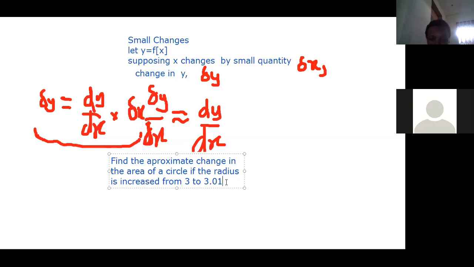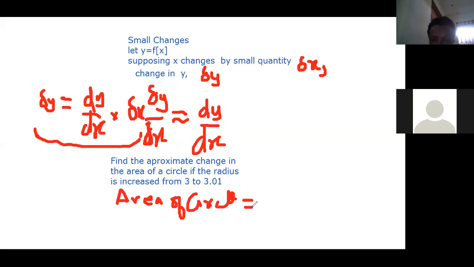So now let's solve it. We are just going to use our normal formula. This is a continuation of what we did last week. First we quote the area of the circle. What's the area of a circle? Pi r squared. So the area of a circle is equal to pi r squared.